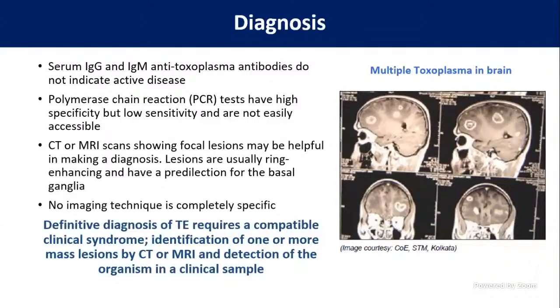A single lesion can be confused with a lymphoma. So it is important to remember that there can be other confounding features of the MRI brain. But definitive diagnosis requires a compatible clinical history and identification of one or more lesions, and if possible, detection of the organism in a clinical sample. But this is something which most of us are not able to achieve. Next.